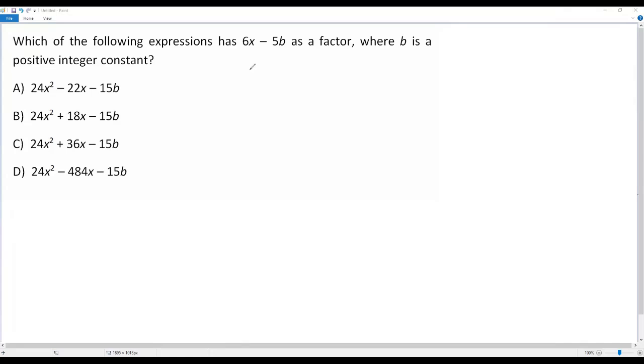Here we have a SAT math problem. Okay, let's go to the question. Which of the following expressions has 6x negative 5b as a factor, where b is a positive integer constant?